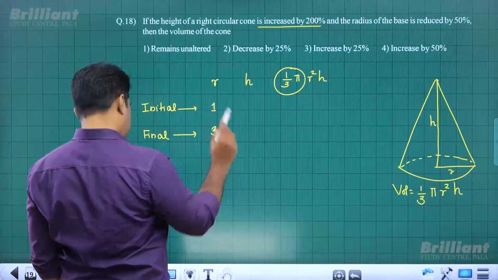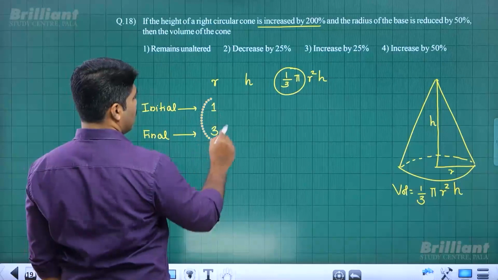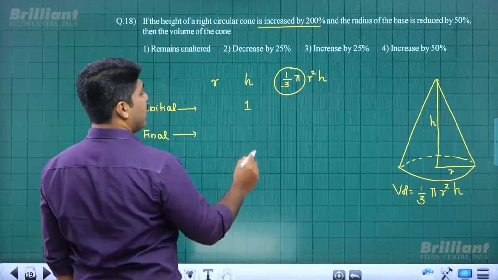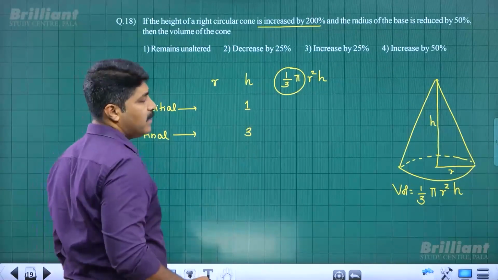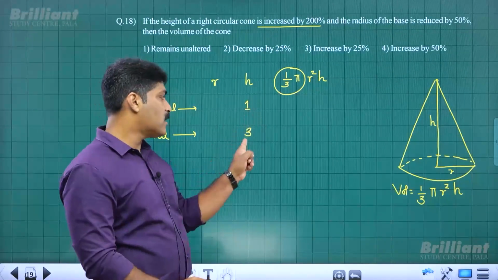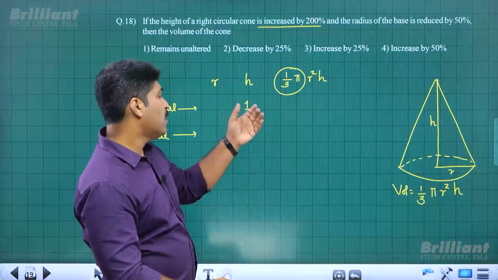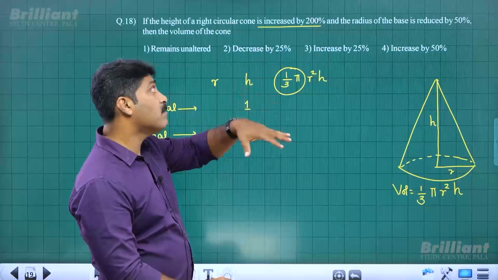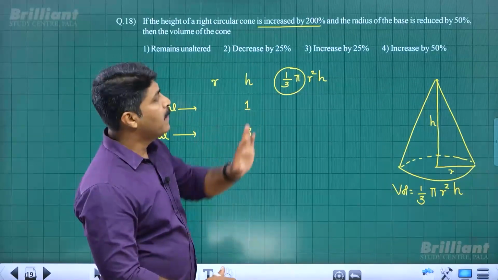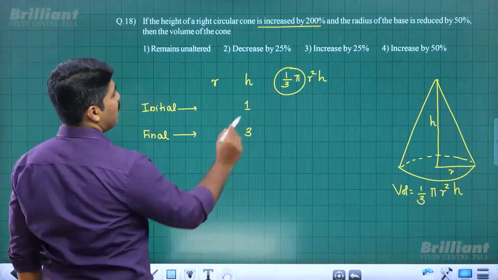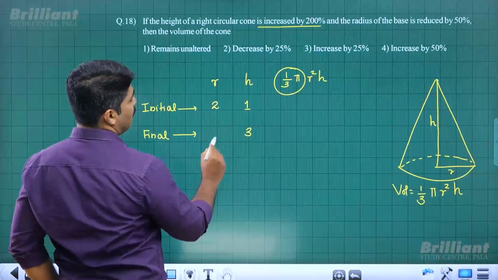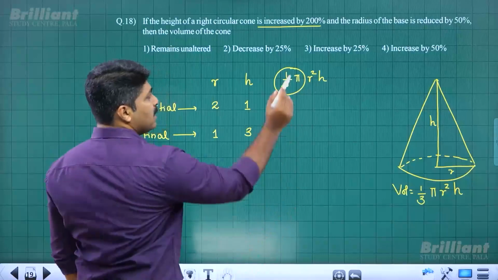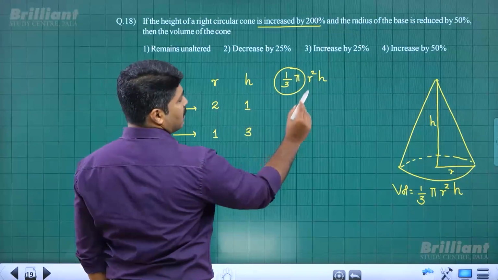And the radius of the base is reduced by 50%. Here, this one is height. Therefore, we have to assume the initial height as 1 and the final height as 3. Because this height is increased by 200%, that means it's increased by 2 times the initial value. That's the simple meaning of 200% increase. It becomes 3. And its base radius is reduced by 50%. That means initially that is 1, so now it is 1/2, exactly half of the initial one. What is this r square h we just considered?